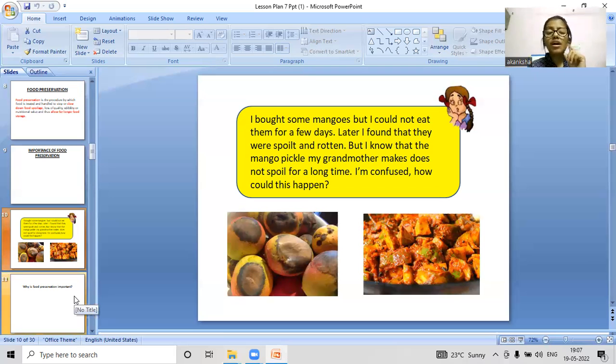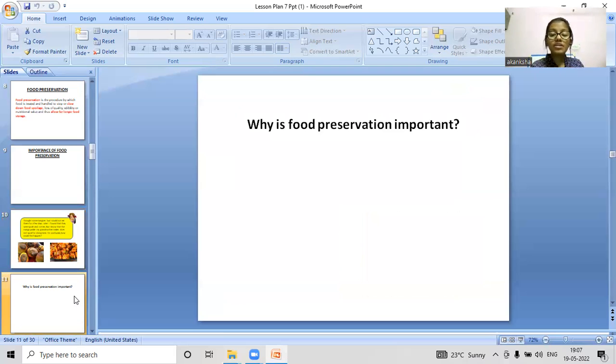Now coming to our last question for this topic, that is, why is food preservation important? It's a very simple question. We discussed right now so many methods and importance also we discussed. So why according to you is food preservation important? Yes, any answers from your side? So that we can preserve food for a longer period of time for future use also? Yes, right. So yes, you all are right.